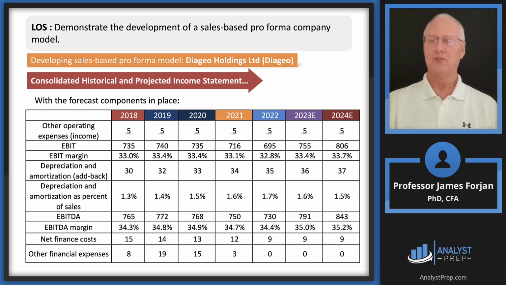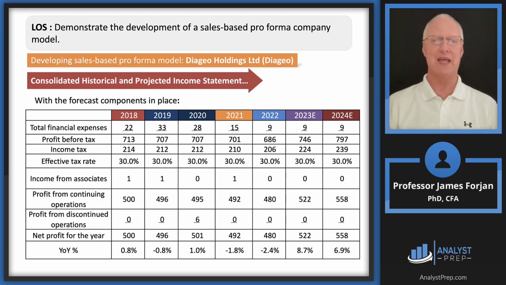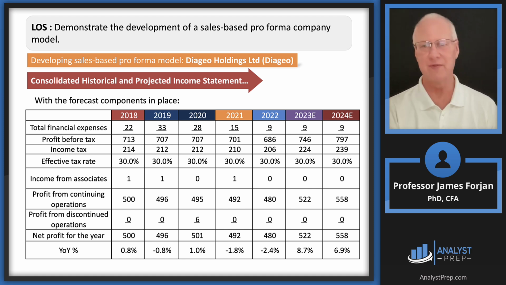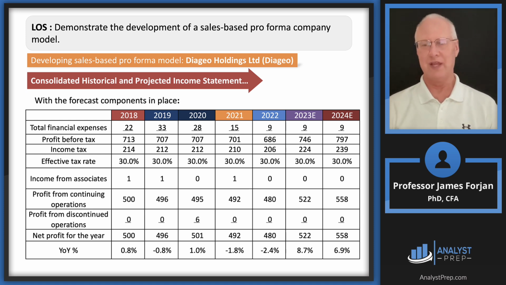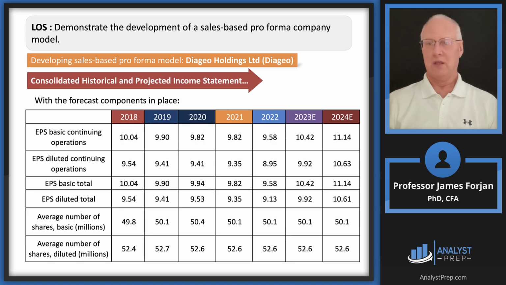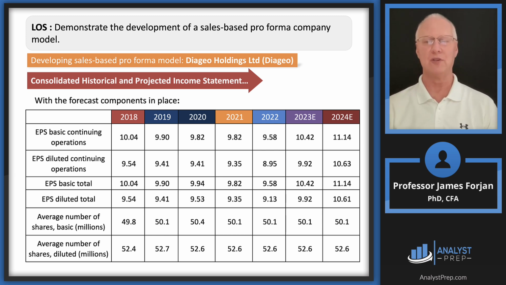There's the margin. So now we can do the net financing cost. There's the 9 from before. Other financial expenses, that's down to 0. Here's our profit before tax. There's the income tax, effective tax rate. Do you need me to go all the way down there? So net profits of 522, and there's a year-over-year percentage change. Oh boy, let's just keep going. There's our EPS, there's our basic, there's our diluted.